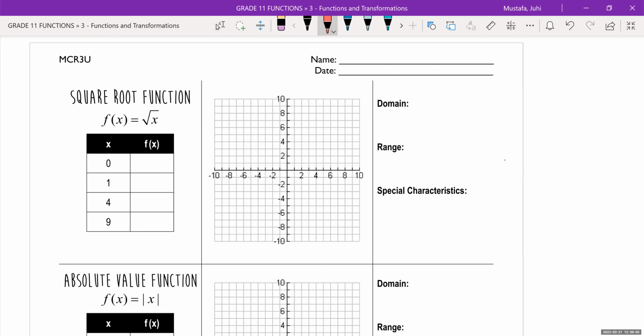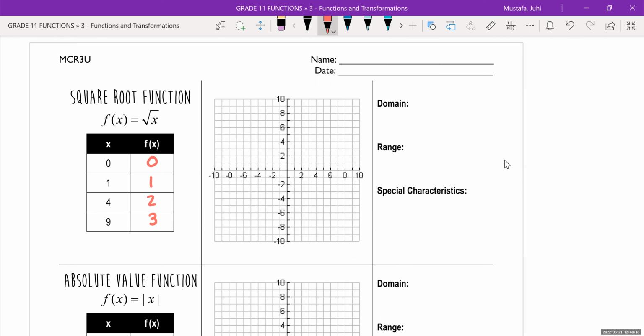Okay, now to complete the table of values, we have our x values. We're just going to input it into the function and see what we get. So when x is 0, the square root of 0 is just 0. The square root of 1 will be 1, the square root of 4 will be 2, and the square root of 9 will be 3.